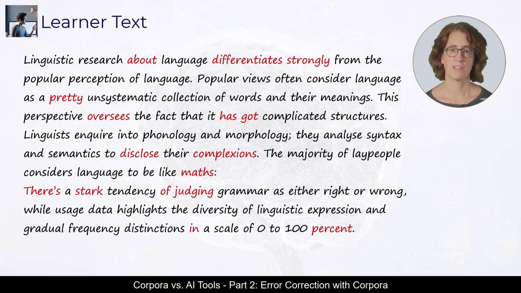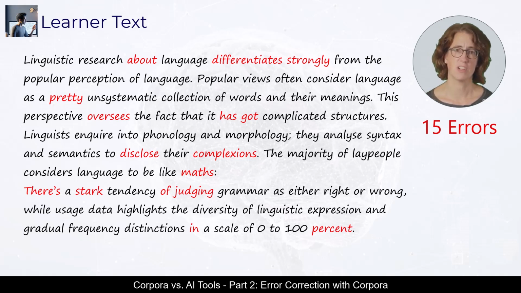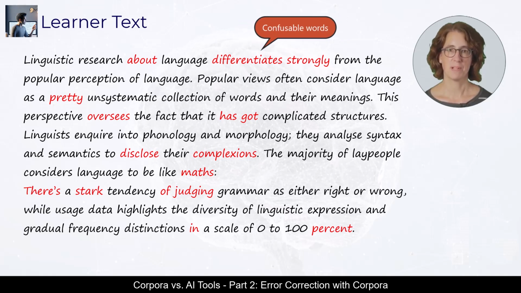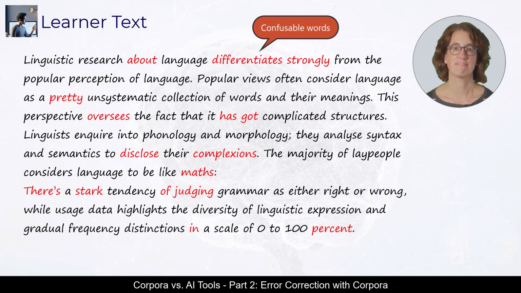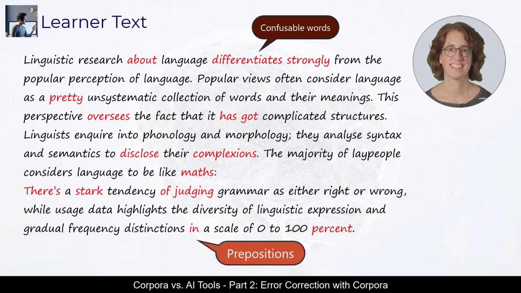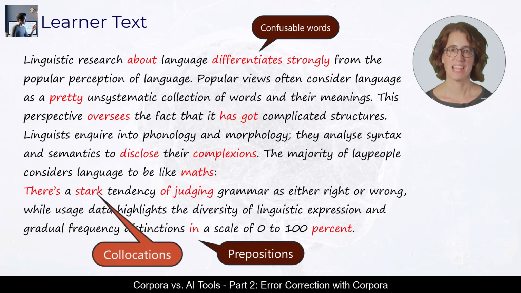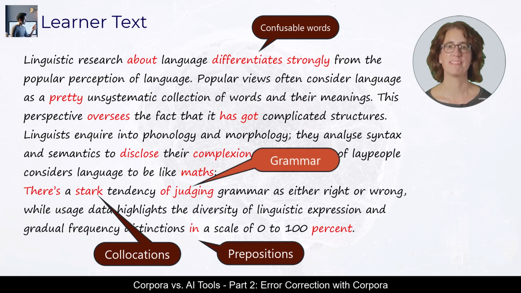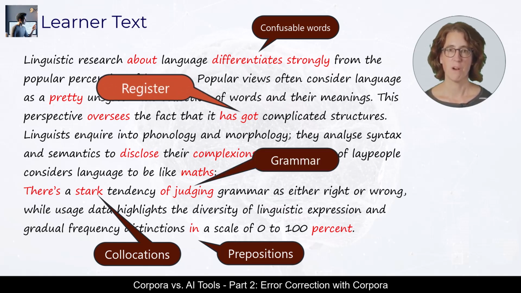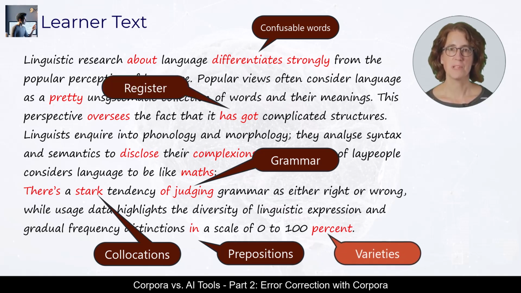We deliberately included 15 typical learner errors in this text, marked in red right here. Did you spot them all? These errors belong to 6 different types of problems: confusable words, the choice of prepositions, the use of collocations, grammar problems, formal and informal language, and differences between British and American English.